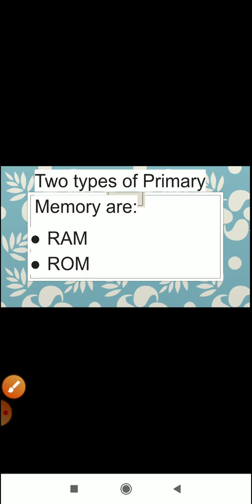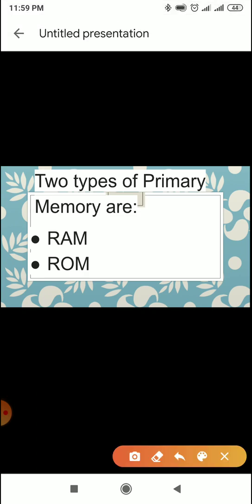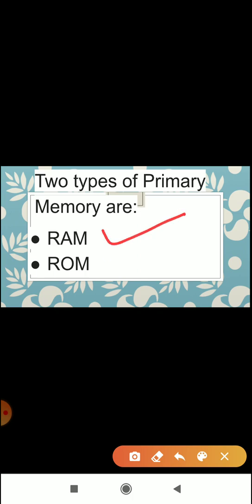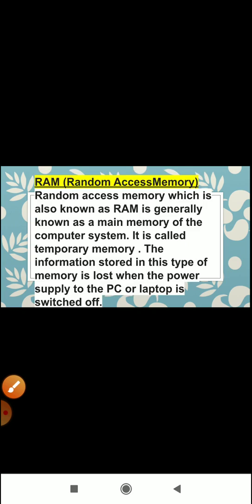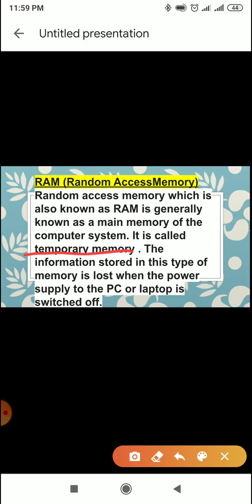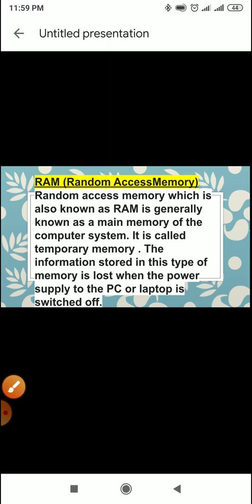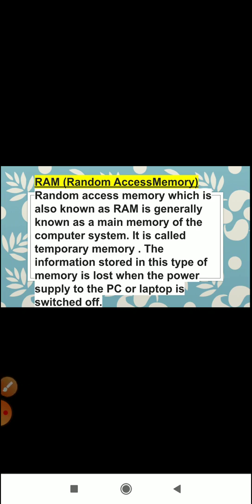Next one, types of primary memory. There are two types of primary memory, RAM and ROM. First we will discuss RAM, random access memory. Random access memory, also known as RAM, is generally used as the main memory of the computer system. It is also called the temporary memory. The information stored in this type of memory is lost when the power supply to the PC or laptop is switched off.